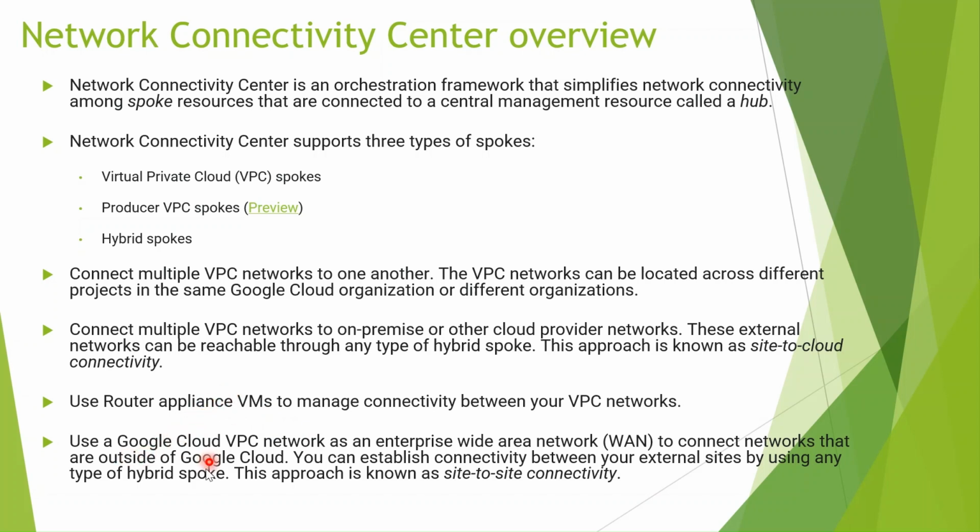And we can even use a VPC network as an enterprise wide area network to connect network data outside of Google Cloud. So suppose you want to connect your multiple on-premises sites together. With the help of this Google enterprise wide area network, we can connect those also. And we can establish connectivity between external sites by using any type of hybrid spoke, as I've told you, partner interconnect or VPN. And this approach is known as site-to-site connectivity.